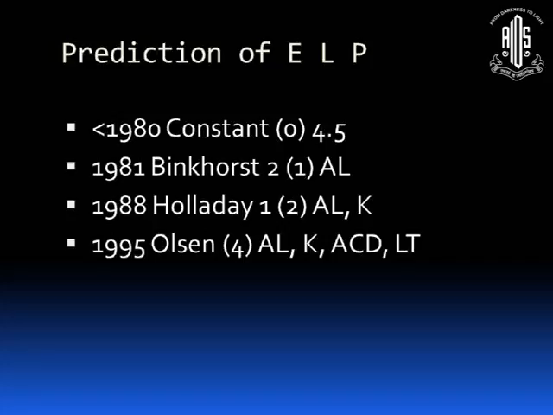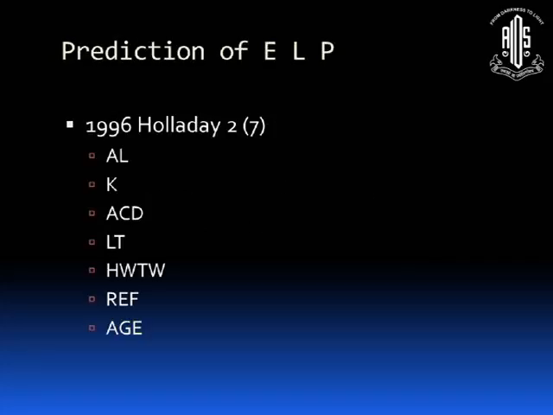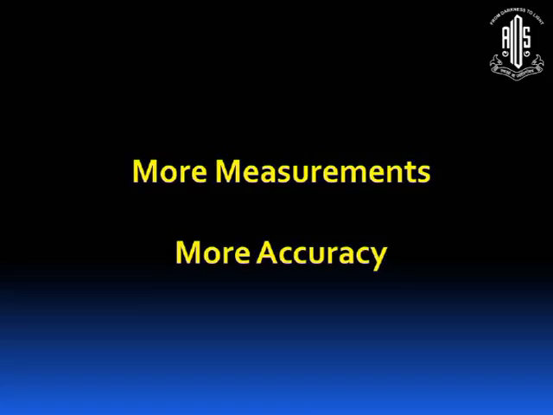In 1981, axial length was taken into account. In 1988, axial length and keratometry were taken into account. In 1995, axial length, keratometry, ACD and lens thickness were taken into account. And in 1996, Dr. Holladay used 7 variables: axial length, keratometry, ACD, lens thickness, horizontal white-to-white, refraction and age of the patient. More measurements, more accuracy.